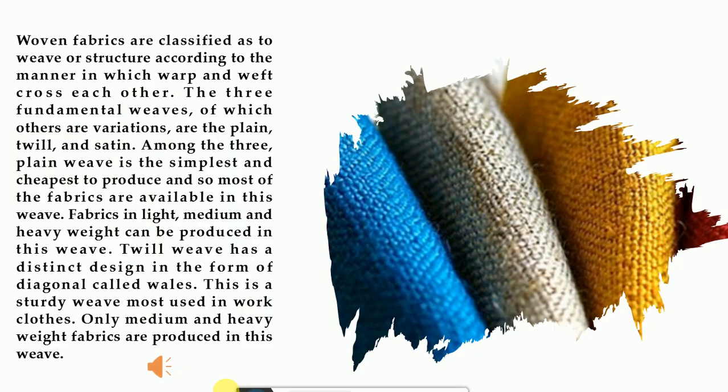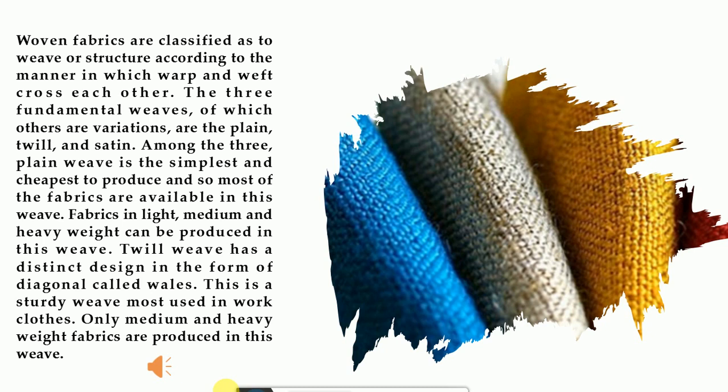Woven fabrics are classified as to weave or structure according to the manner in which warp and weft cross each other. The three fundamental weaves, of which others are variations, are the plain, twill, and satin. Among the three, plain weave is the simplest and cheapest to produce, and so most of the fabrics are available in this weave. Fabrics in light, medium and heavy weight can be produced in this weave.